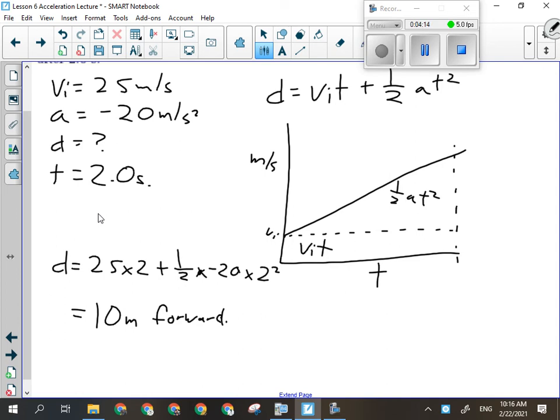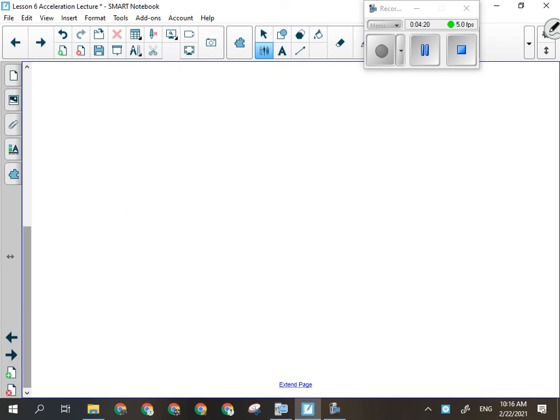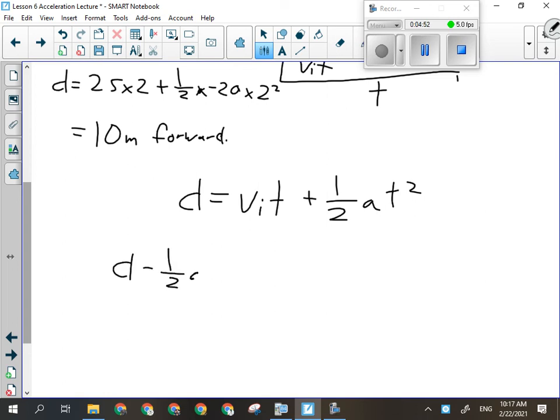Let's look at the manipulations of this formula, because this formula can be tricky. In fact, there's one manipulation you're never going to be asked to do. So we've got D equals VI times T plus 1/2 AT squared. Let's say I want to solve for VI. What do I move first if I'm looking for VI? Exactly, I subtract the whole second half of the equation over to the other side. So I'm going to have D minus 1/2 AT squared.